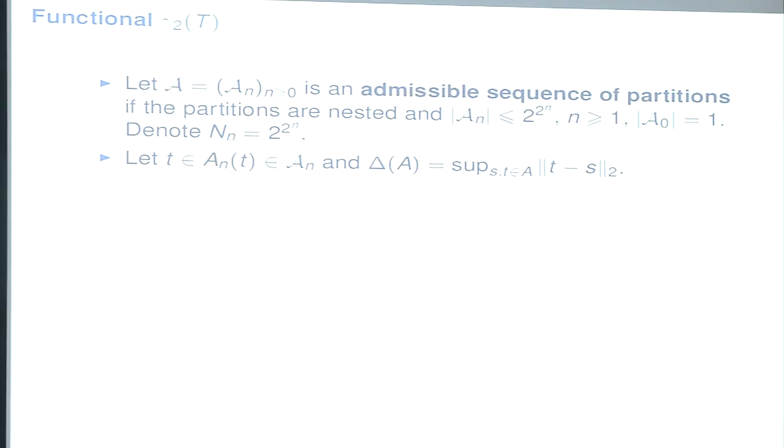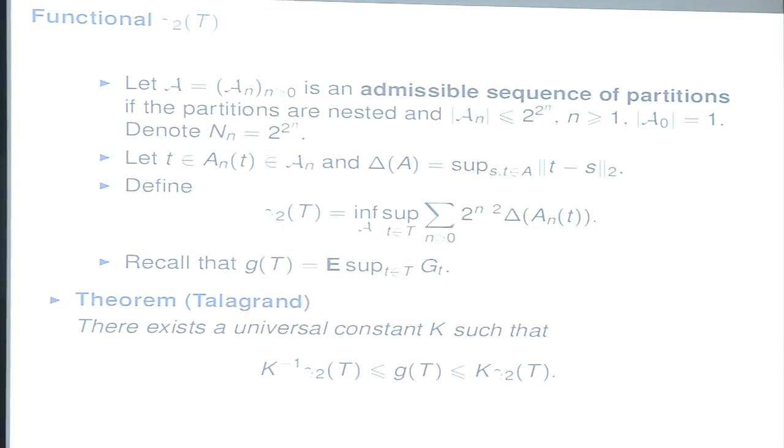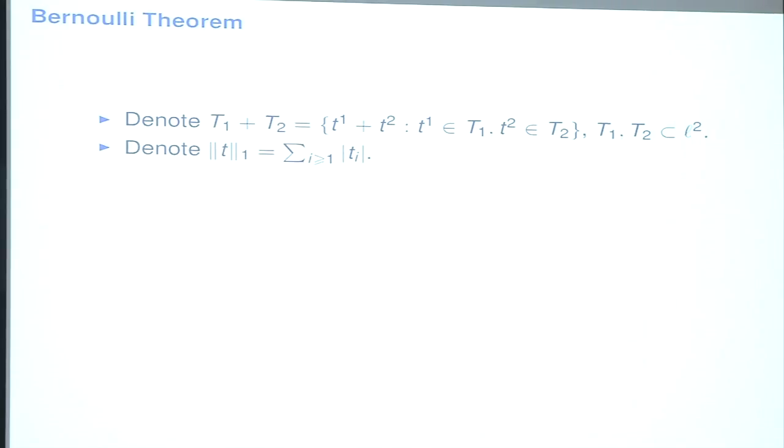So if you have a partition element, we can match with this partition element that contains point t, and we have the diameter of a partition element. We have our usual definition, which is the gamma 2 number: infimum over any admissible partition, and the sum over distances and with such weights. Okay? And what is important, due to Talagrand, we know that expectation of supremum of any Gaussian process is comparable with its gamma 2 number.